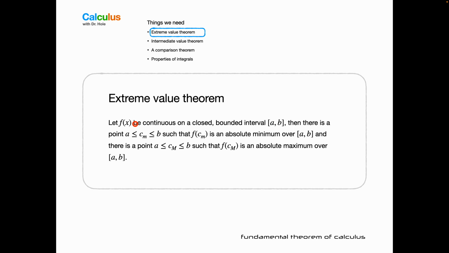If we have f satisfying those conditions, then we can find a point, c sub m. We can also find a point, c sub capital M. The lowercase m corresponds with the output being an absolute minimum on that interval, and the capital M corresponds with the output at that c sub capital M being an absolute max. This is EVT.